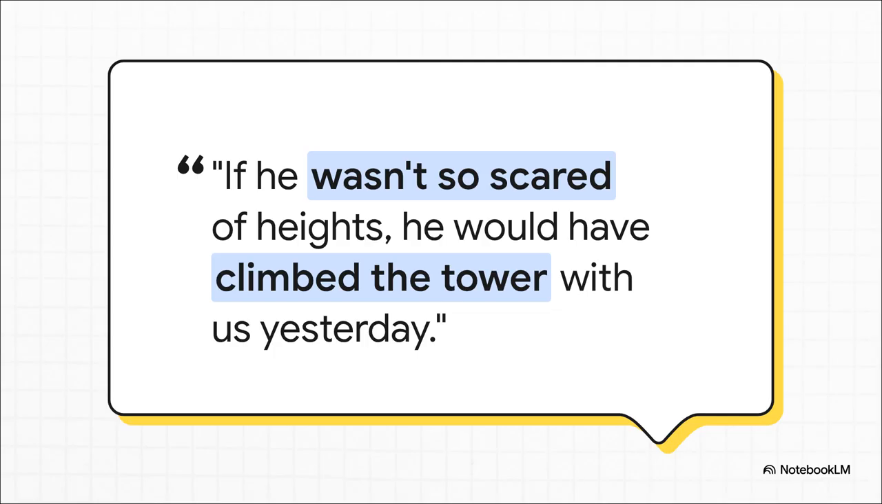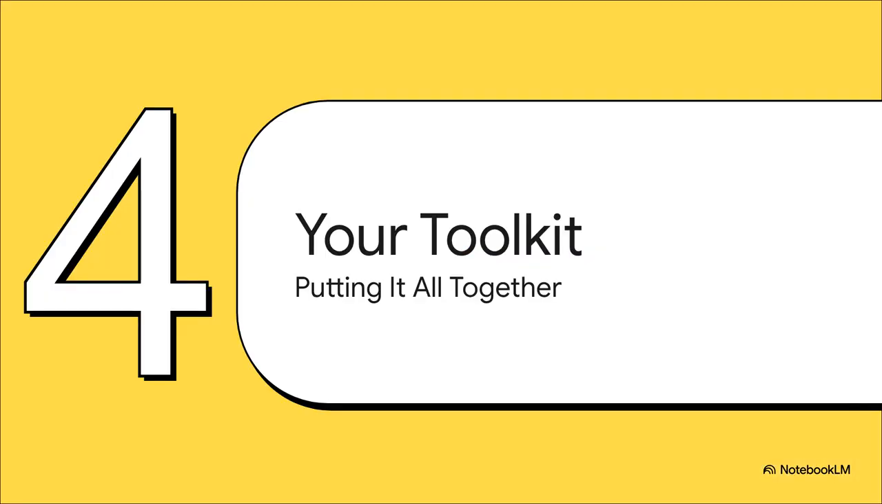Check it out. If he wasn't so scared of heights, he would have climbed the tower with us yesterday. So if he wasn't so scared of heights, that's his present situation, right? It's just a general fact about him. He is scared of heights. And what's the result of that fear? Well, he would have climbed the tower with us yesterday. That's the specific past event that got changed because of his personality. His present state changed a past outcome. How cool is that?